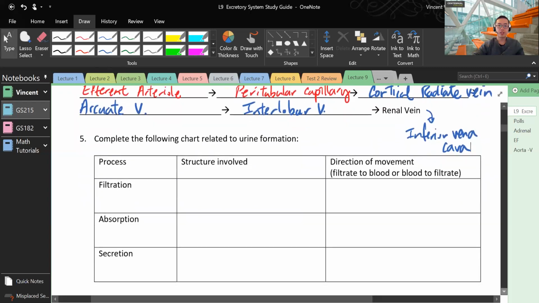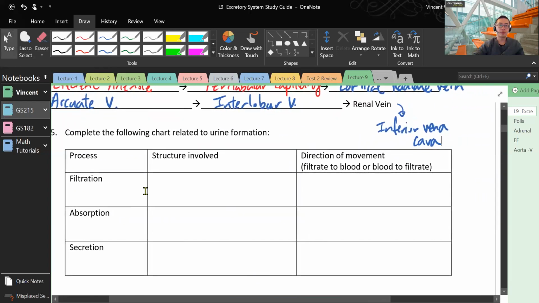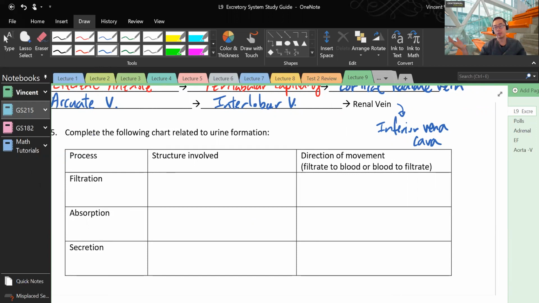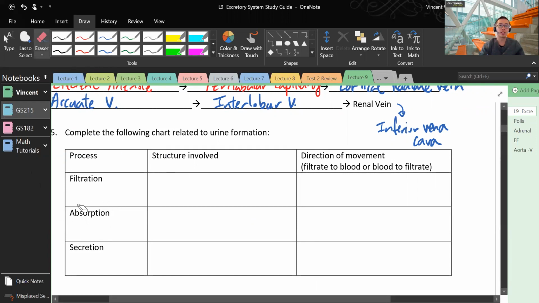Okay, urine formation now. In urine formation, there are three major steps. We have filtration, which is kind of like a crude process that takes out a lot of the stuff in the blood. You might accidentally take out, actually you will take out valuable stuff, nutrients as well, that you want to take back later on. So that occurs in the absorption step. And in the secretion step, you will basically get rid of stuff that was missed in the first step.